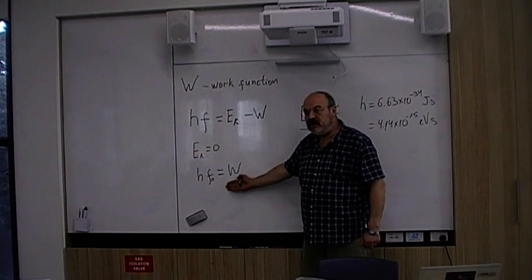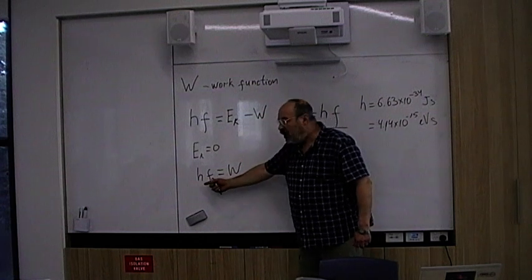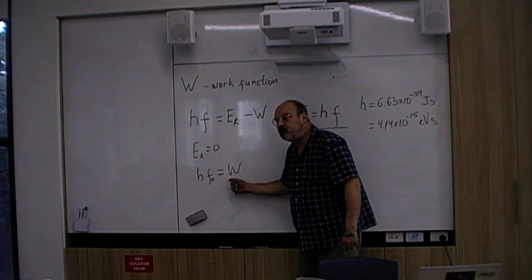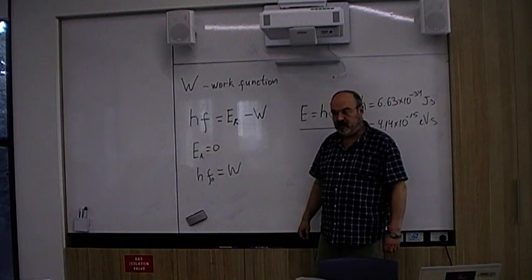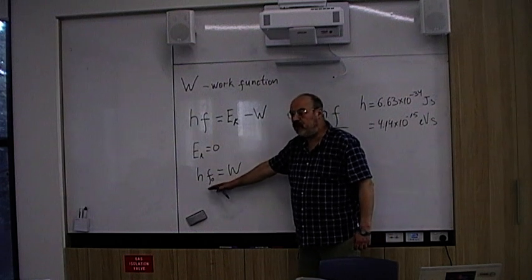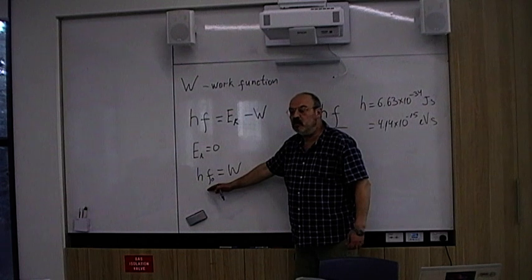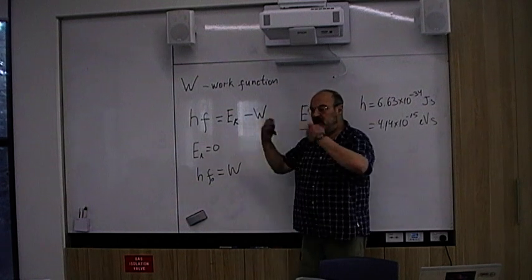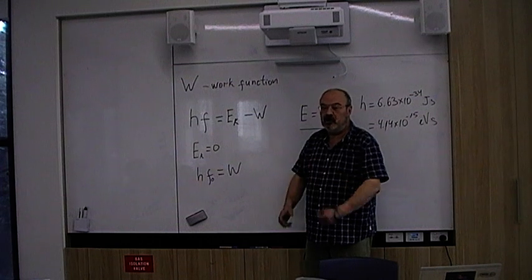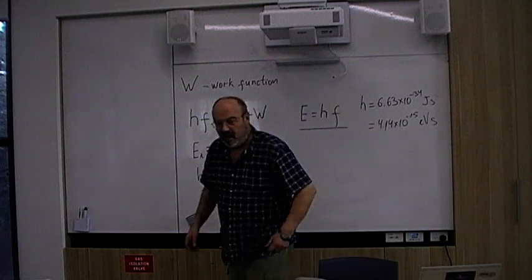And from here we can see, if the frequency is less than the threshold, the energy of the photon will not be enough even to get the electron out. But if the frequency is greater than the threshold frequency, the minimum frequency, what will happen? The electron will have kinetic energy as it gets out. Okay, we'll continue to talk about the photoelectric effect next lesson.